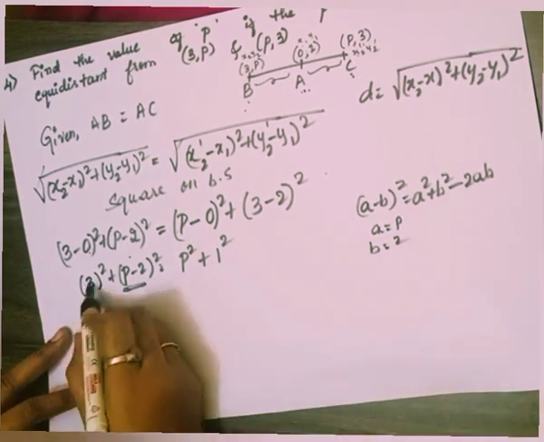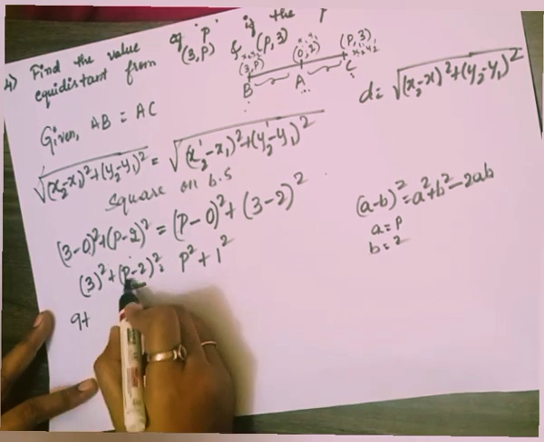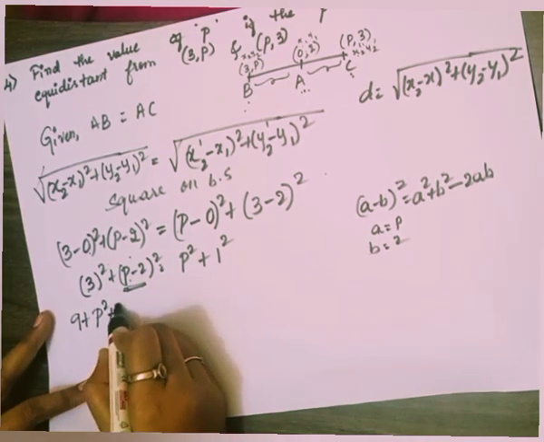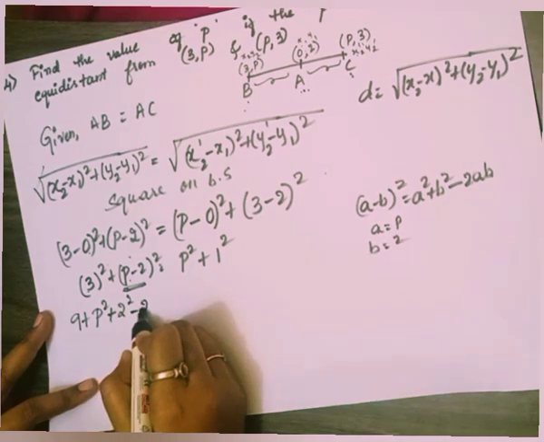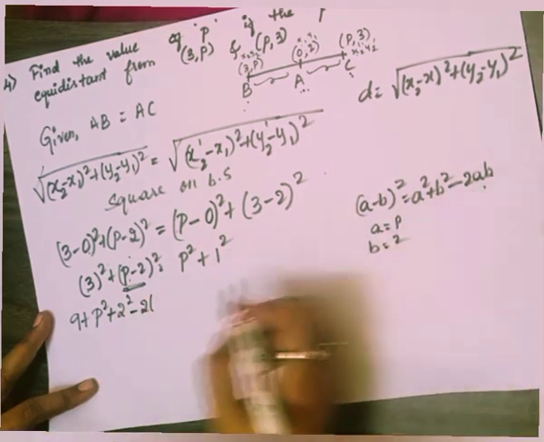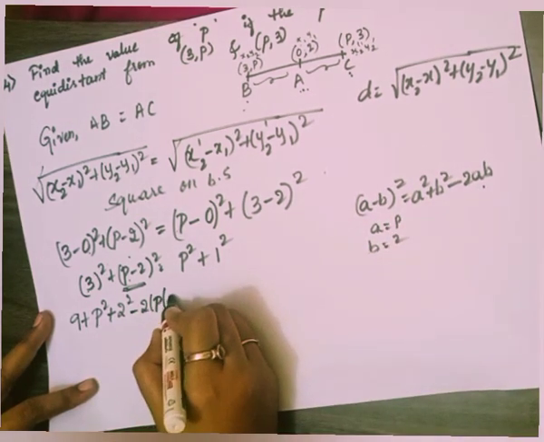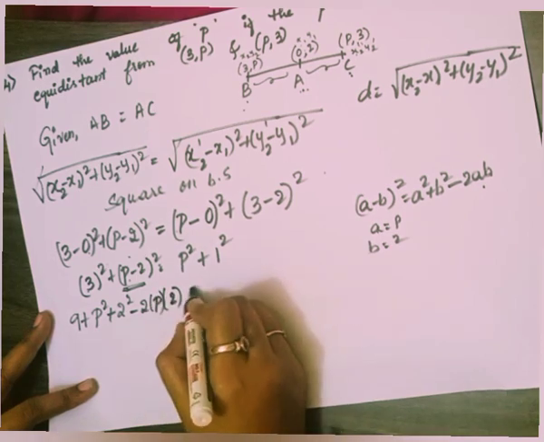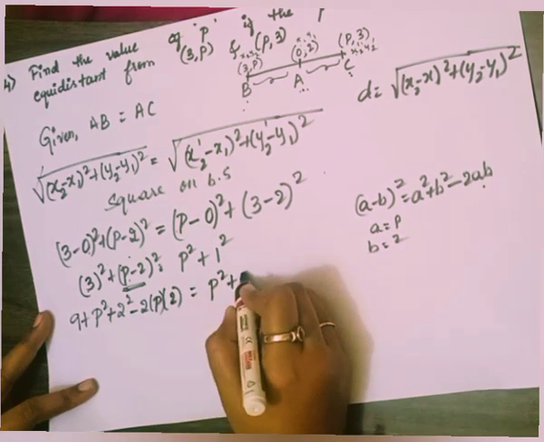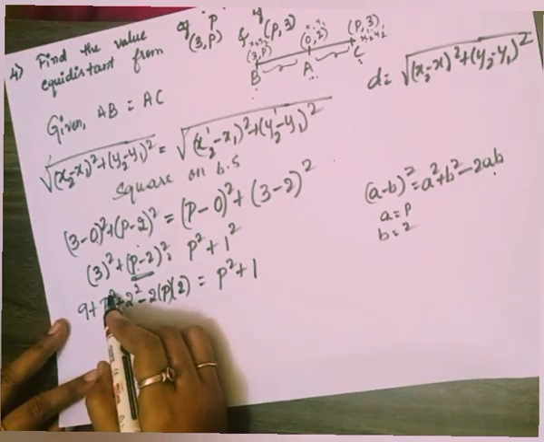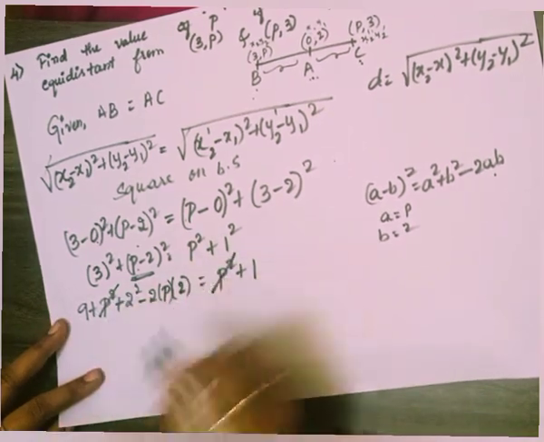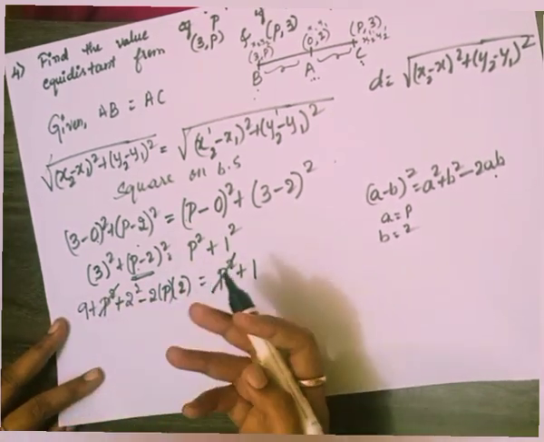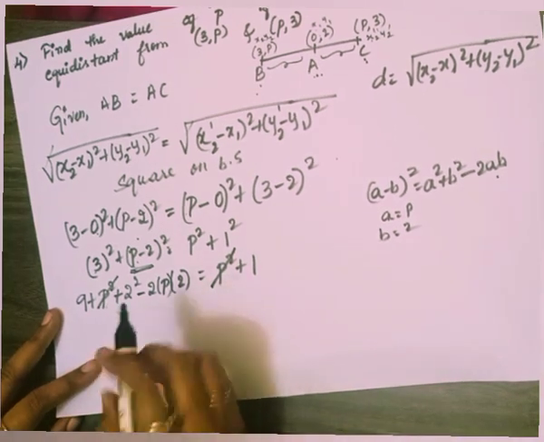Now I'll substitute. 3 square I'll get 9, plus p square plus 2 square minus 2 into, what's the value we have? The a value is p, the b value is 2, is equal to p square plus 1 square, which is 1 only. Now you can observe p square we can cancel. If you take it to the other side it will cancel. So therefore on one side only I am cancelling.